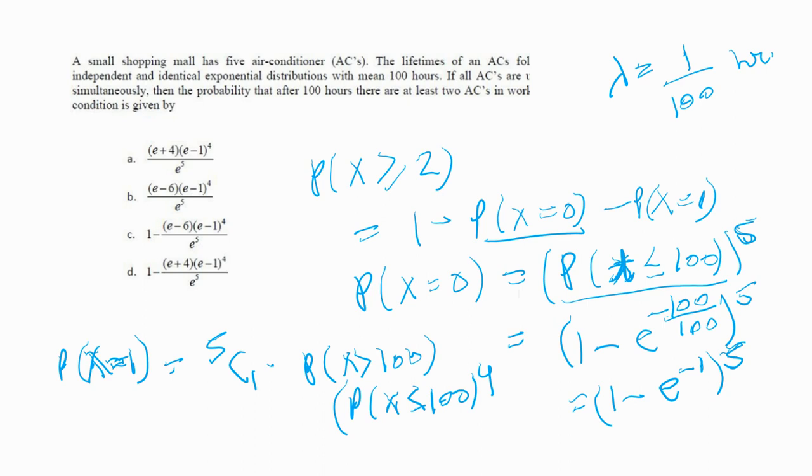Right? So now that will be 5 times, greater than 100 it will be e to the power minus 1, and less than 100 it will be 1 minus e to the power minus 1, to the power 4. So that one will be probability of x is equal to 1.